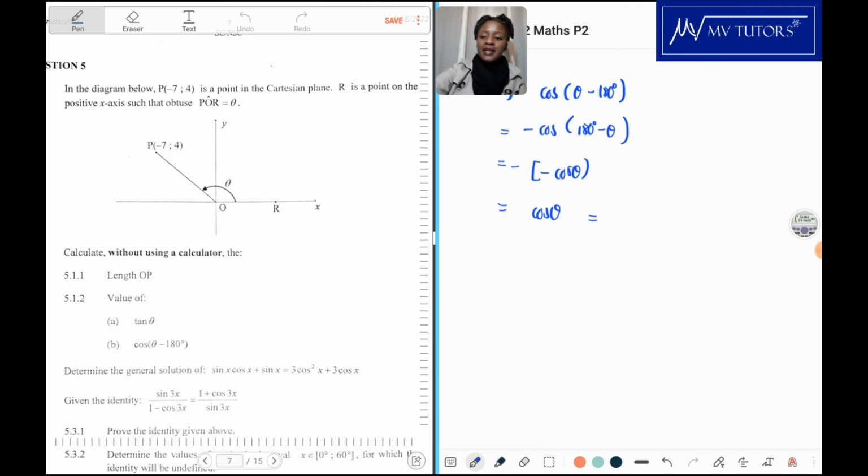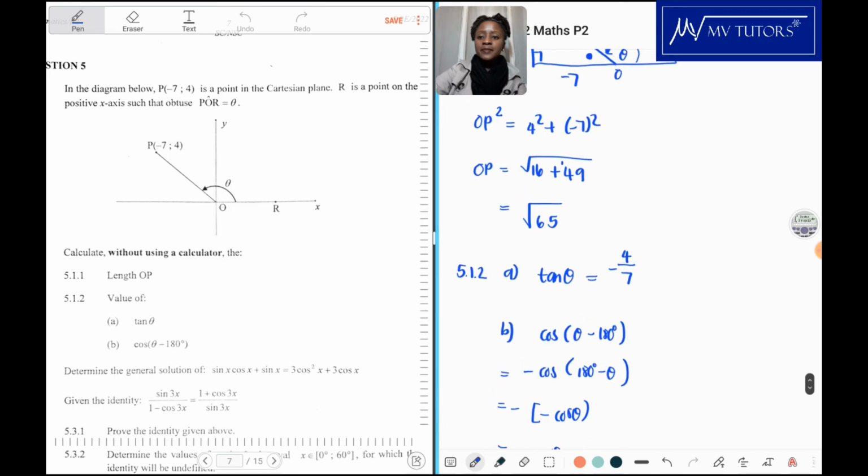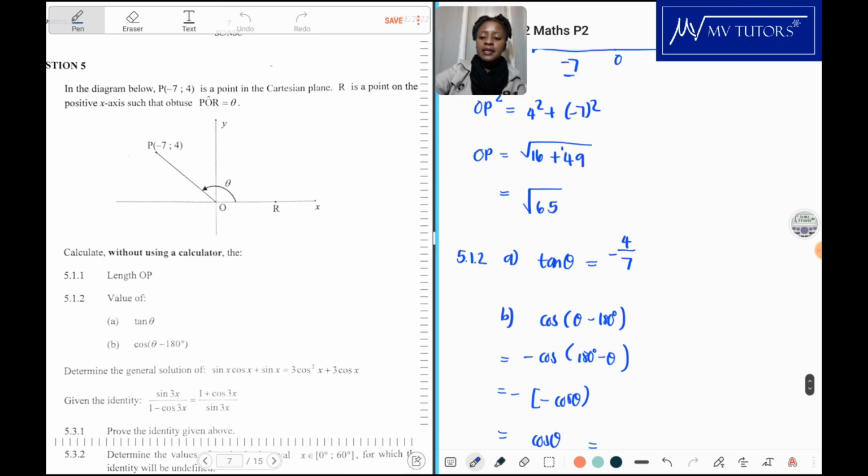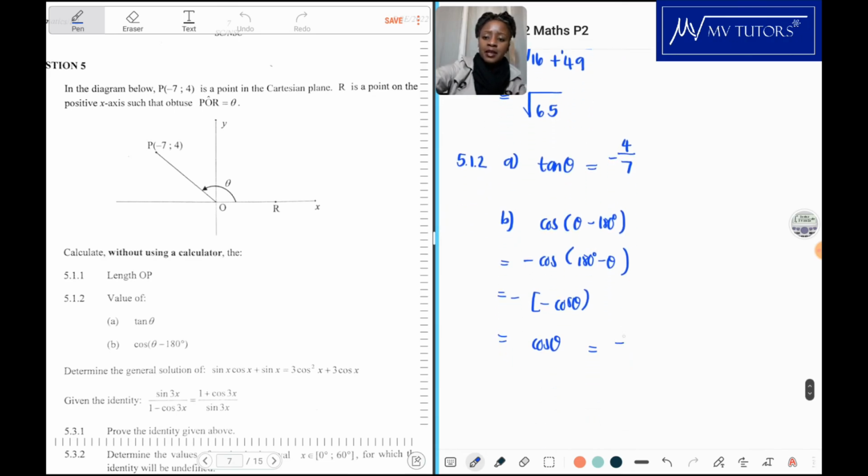But now, what is cos theta? Alright, so we have OP as root 65. Cos of theta would be adjacent over hypotenuse. So that's basically -7 over root 65.